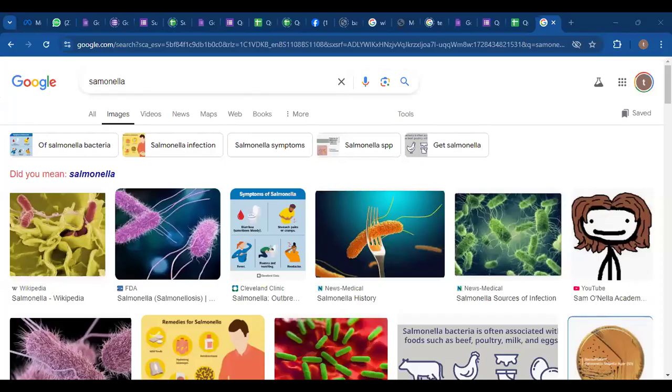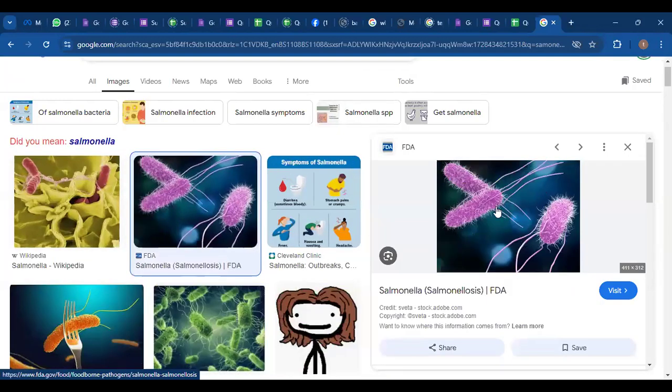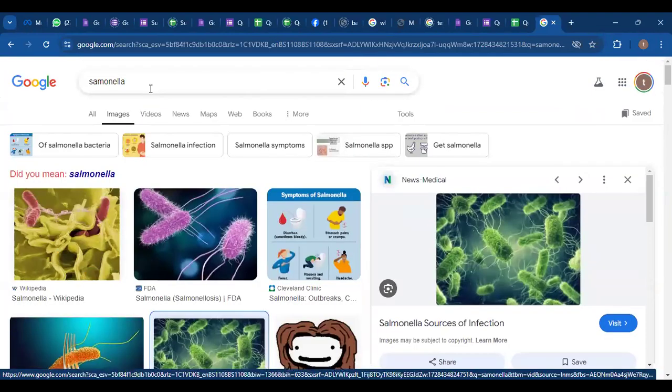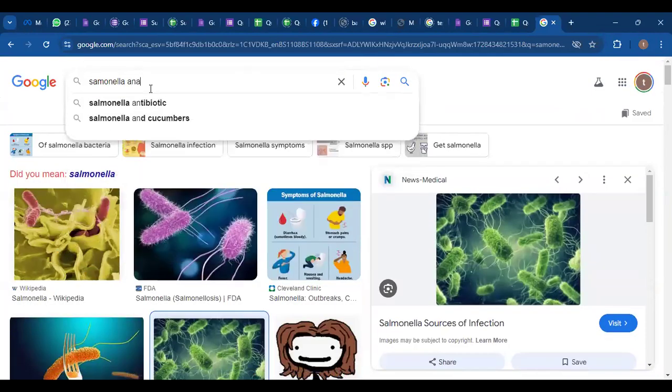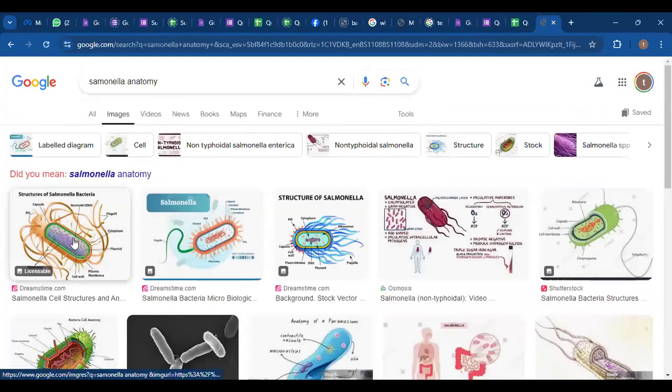Oh, okay. All right. So this is salmonella. This is not legs. They call them flagella. That's the thing that helps them to float, right? So let me just show you the anatomy of it. So this is the salmonella.